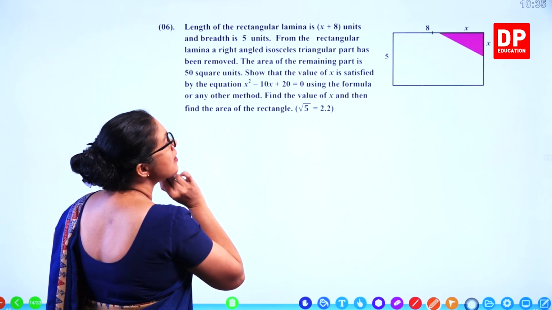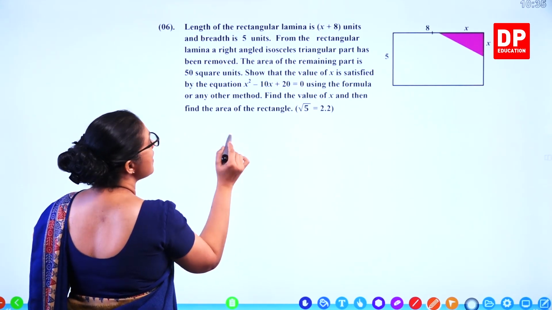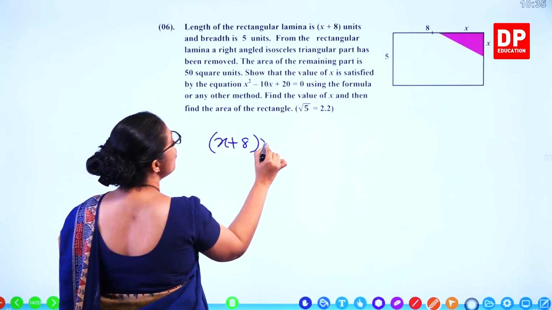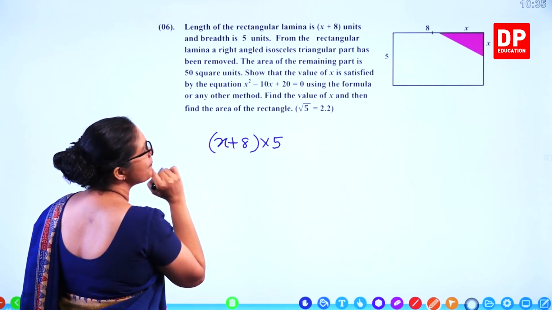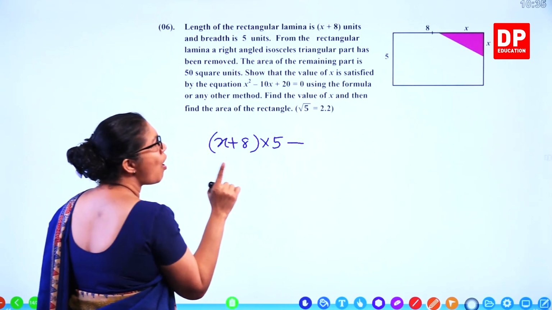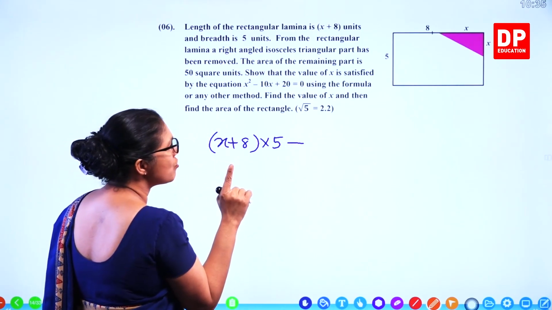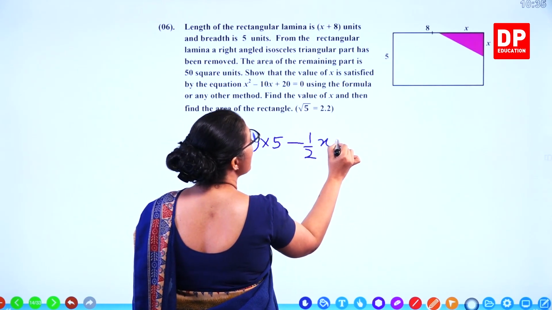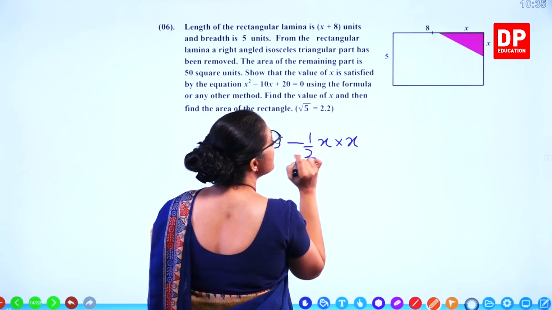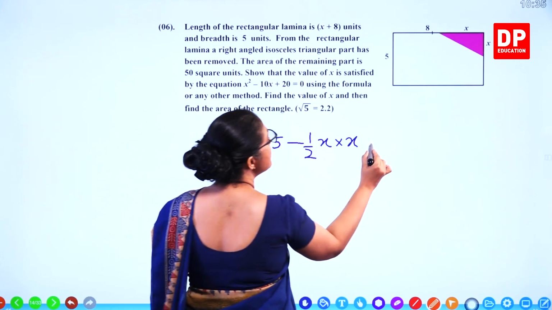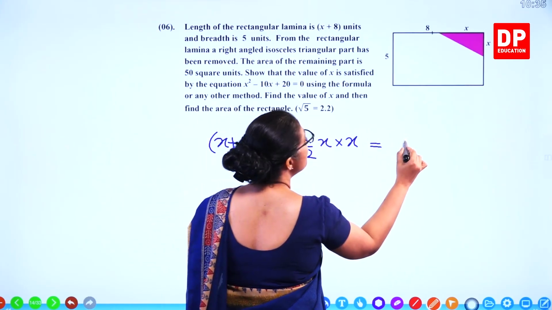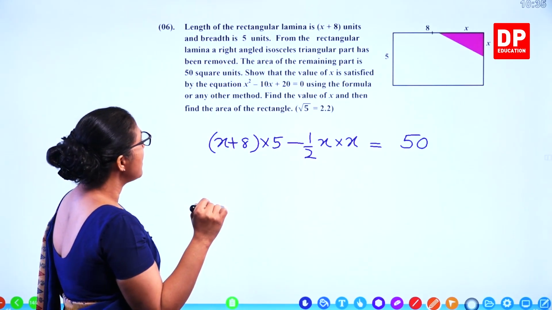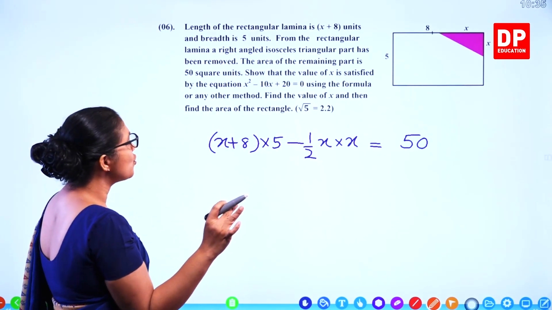Area of the rectangle, that's x plus 8 into 5, length into breadth, minus area of the triangle, that's a right angle triangle, half into x into x. That's the area of the triangle. This is equal to 50 square units. Now we need to simplify this. Multiply the whole equation by 2.